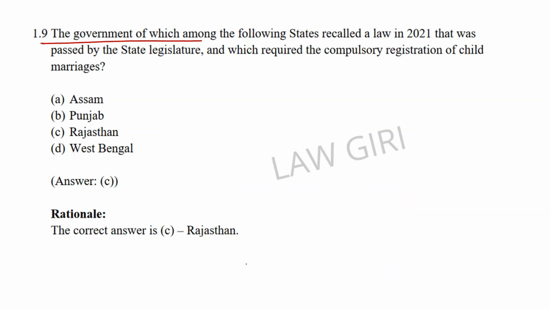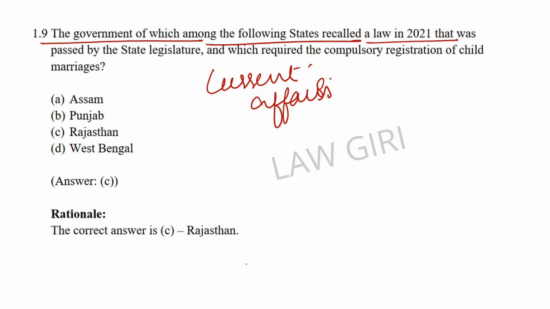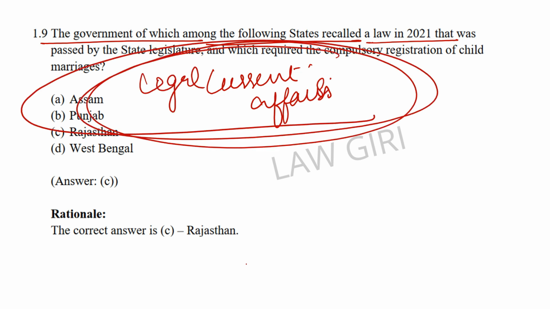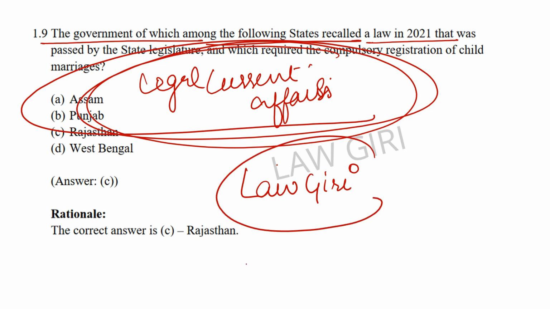Next thing, the government of which among the following states recalled a law in 2021? Again, a current affairs based question. लीगल करंट अफेयर्स, लीगल न्यूज बेस्ड क्वेश्चंस. तो इसका मतलब ये हमें कह रहे हैं कि लीगल करंट अफेयर्स हमारे लिए ज़रूरी हैं. तो लॉ गिरी की जो वीडियोस हैं वो बहुत ज़रूरी हैं, और मैं जनवरी टू अप्रैल अब पक्का से आपको ख़त्म करके दूंगी सो दैट आप प्रिपेयर कर पाओ.